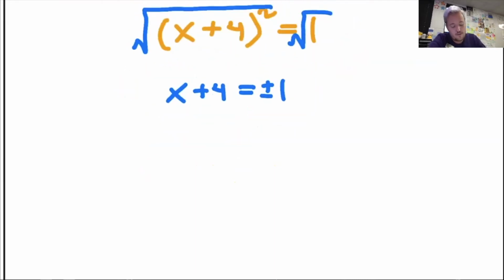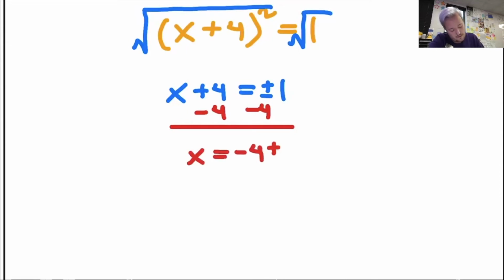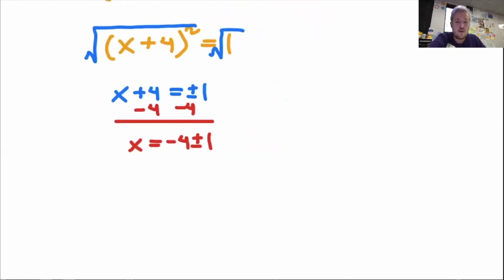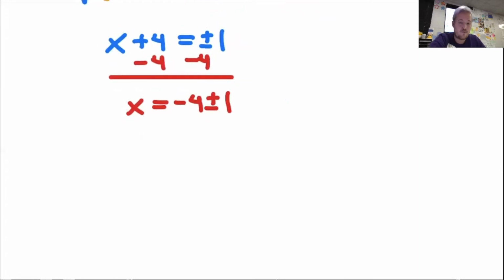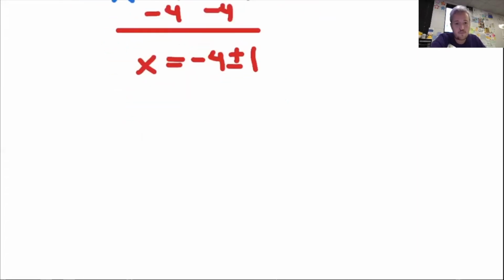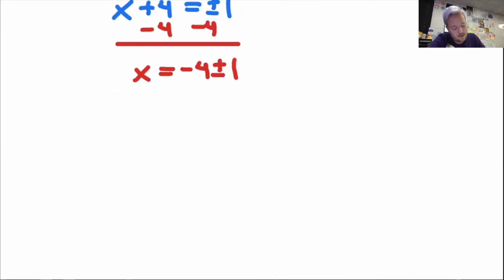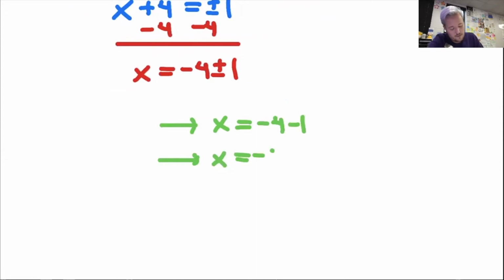All right, so now we need to move over that 4. So minus 4. So I'm going to have x equals negative 4 plus or minus 1. All right, so because we don't have any radical values here, we can technically keep simplifying. So this is where I'm going to separate it into 2 distinct answers. So in the top, I'm going to do x equals negative 4 minus 1. And in the bottom, I'm going to do negative 4 plus 1.